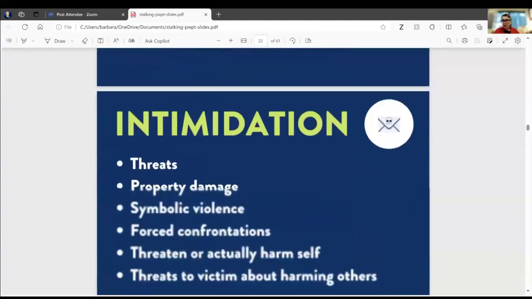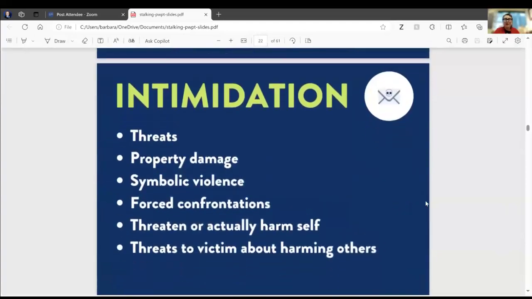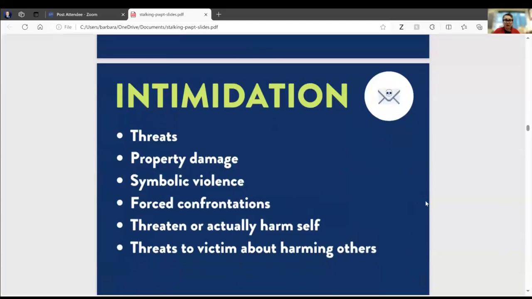And the last form is intimidation. Intimidation, I think, is one of the bigger issues in stalking, is that they make threats. Sometimes they make threats to harm others. They make threats to take children away. They make threats to expose intimate photos or secrets. Again, I've talked about property damage, symbolic violence. I'm not exactly sure of an example for that.